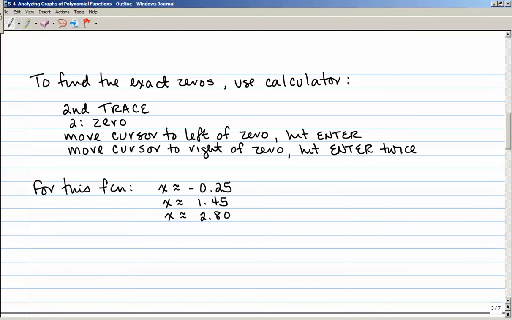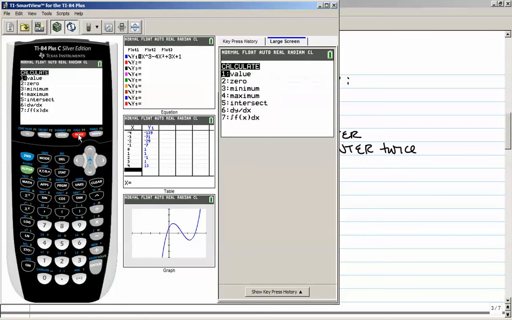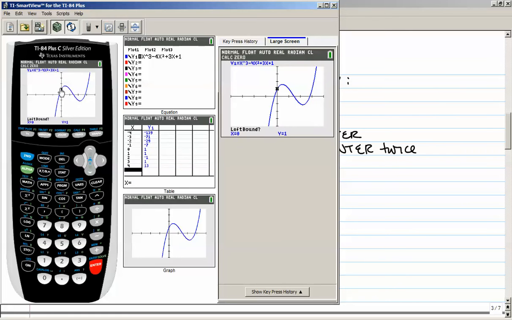So let me show you what that looks like on the calculator here. I'm going to do second trace, and notice that's the calc menu, it says up here, calculate. I'm going to go down and say find me a 0, hit enter, and now you'll notice that you have this blinky cursor. What I want to do is put that cursor somewhere to the left of this 0. So let's see. I'm going to use my left button, and I'm going to put it right there. That's fine. That's somewhere to the left of my first 0. Hit enter. Now I'm going to move it to the right, somewhere like right there, and hit enter.